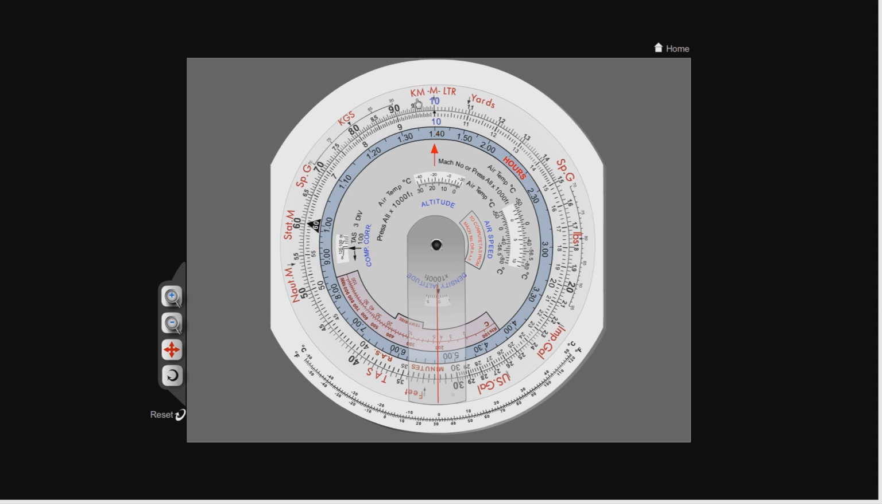If we look on the outside of the scale, we can see that we've got a number of distances marked out. We've got kilometers, we've got meters, yards, we have got feet down here, and we've got nautical miles and statute miles. So let's briefly talk about how to convert each one of these to the other, and then I'll give you a couple of examples just to show you how to do it.